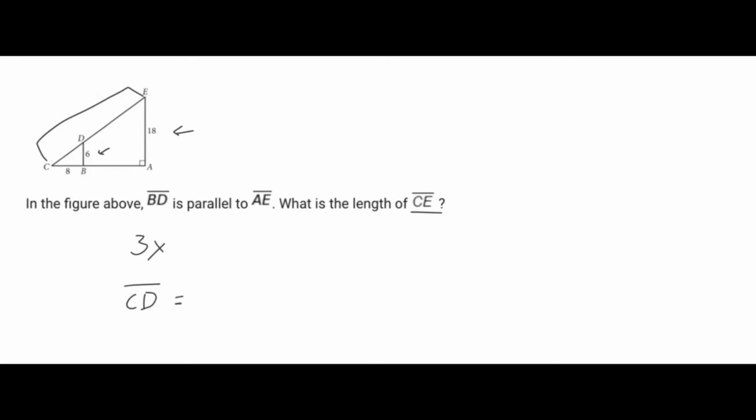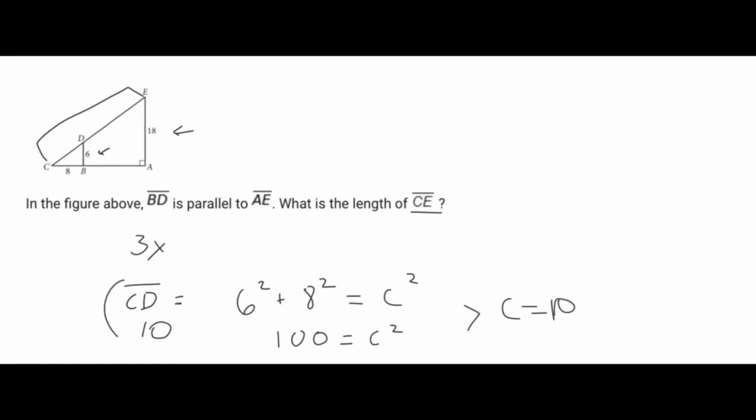So CD, well, we can just use the Pythagorean theorem. So we'll just say 6 squared plus 8 squared equals C squared. So we get 6 squared, 36, plus 64 is 100. And therefore, C squared is 100. If we take the square root of both sides, we ultimately get C equals 10, right? So in our case, C would just be the side length of side CD.